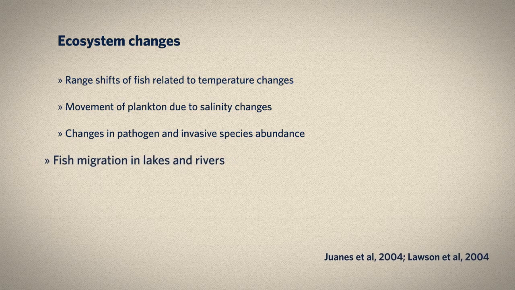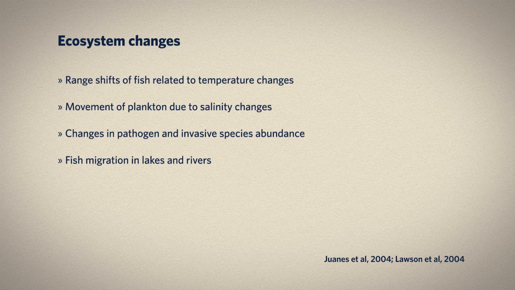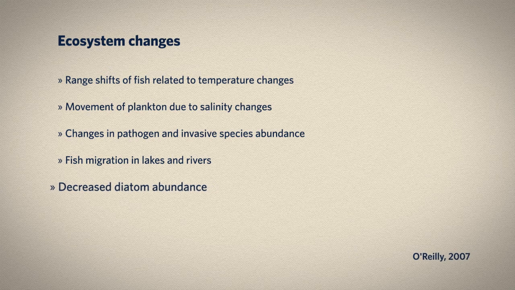Of course, it's not just the ocean that matters. Some fish in North American lakes and rivers are migrating anywhere from 6 days to 6 weeks earlier than they once did. In East Africa and in Europe, scientists have noticed a decrease in the numbers of diatoms, a form of algae that's the foundation of food chains.